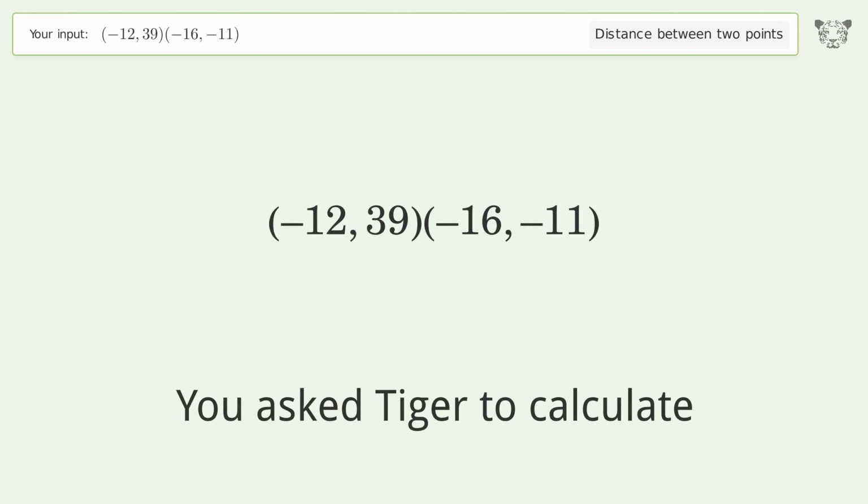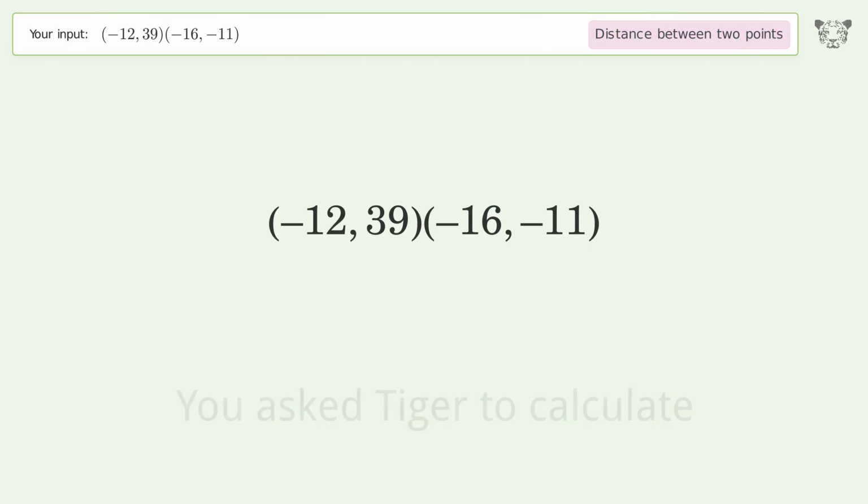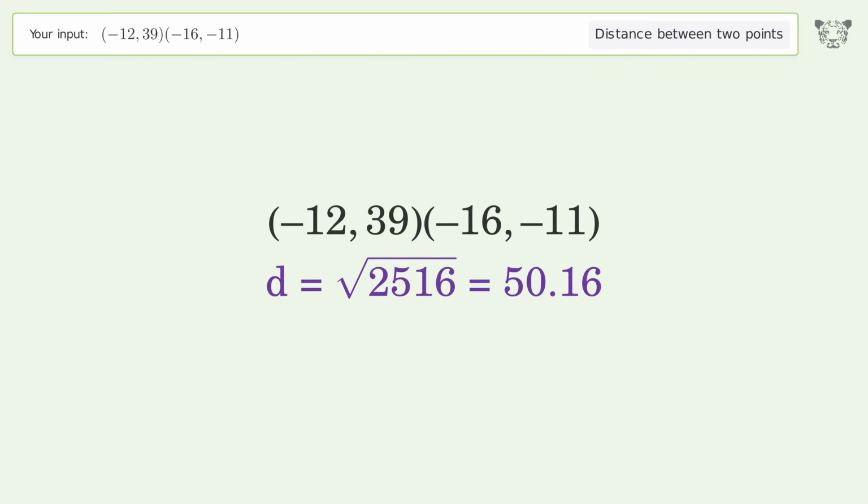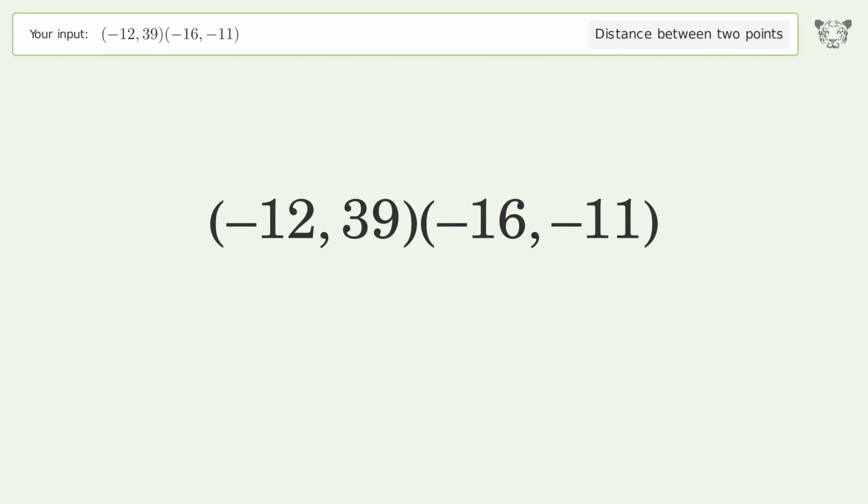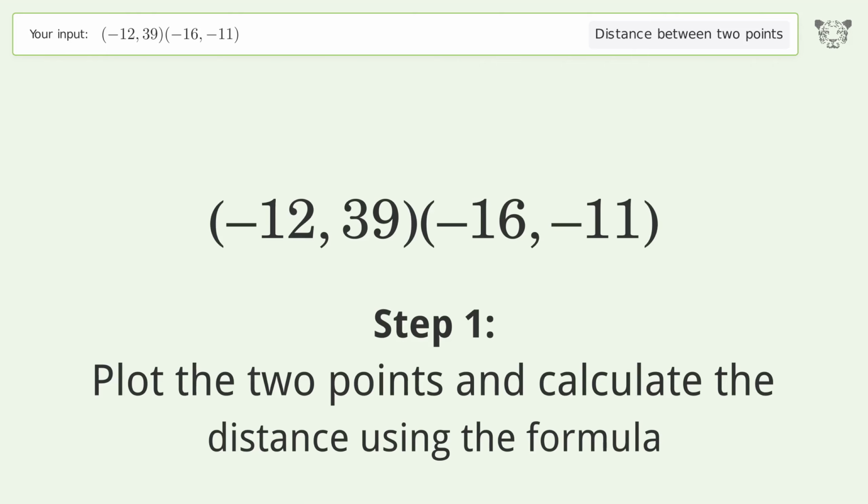You ask Tiger to calculate. This deals with the distance between 2 points. The distance between the 2 points is the square root of 2,516, or 50.16. Let's solve it step by step. Plot the 2 points and calculate the distance using the formula.